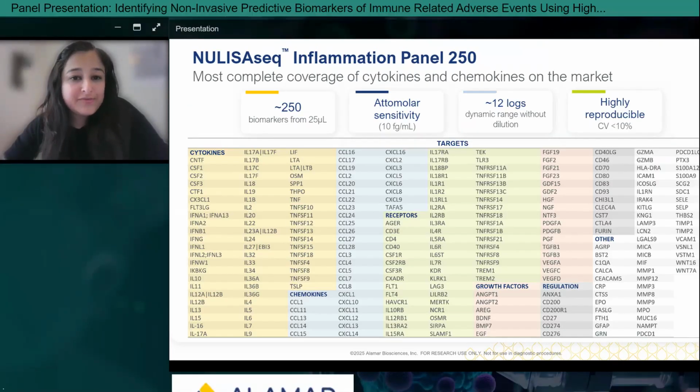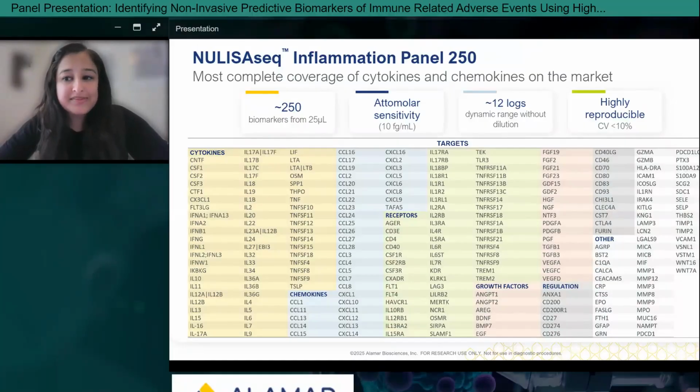The focus of today's presentation is going to be the NULISAseq Inflammation Panel 250. This panel provides the most comprehensive coverage of cytokines and chemokines on the market and enables detection of 250 biomarkers simultaneously from 25 microliters of biofluid. So today I would like to highlight a study that was done in collaboration with Dr. Neetu Gupta at the Cleveland Clinic.